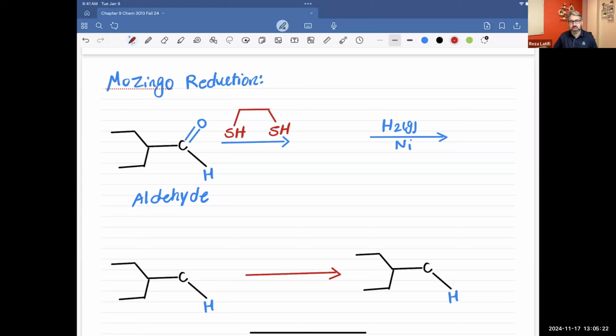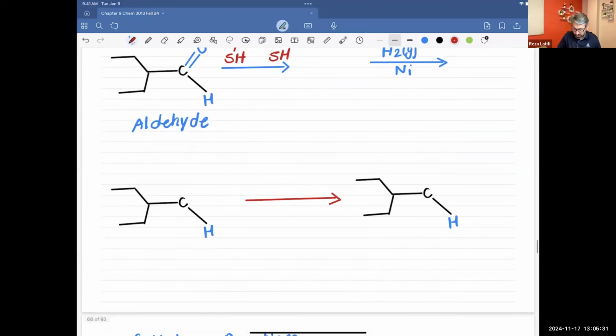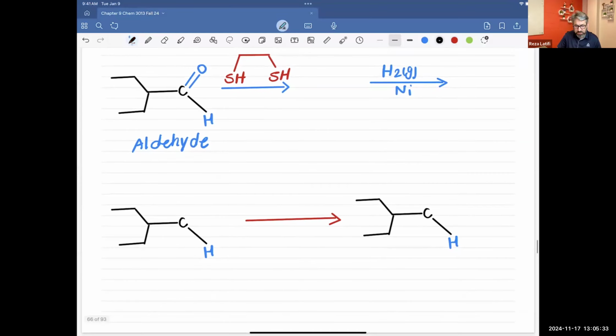The Mozingo reaction, you can run under neutral condition. And in this case, we have two thiol groups. And this one will be added to the carbonyl group, and we will get such a thing. Okay, so we will have a carbon there, and then two sulfurs. Those two sulfurs will give up their H's, and they will attach to the ring.